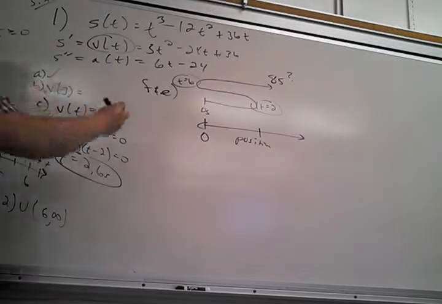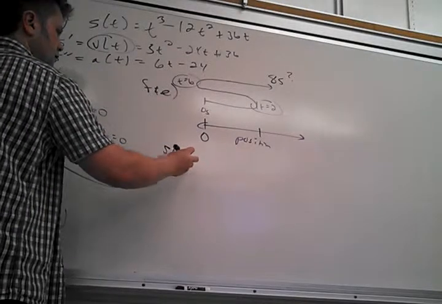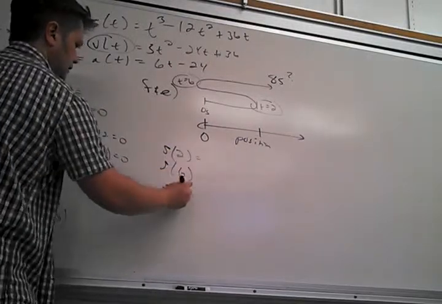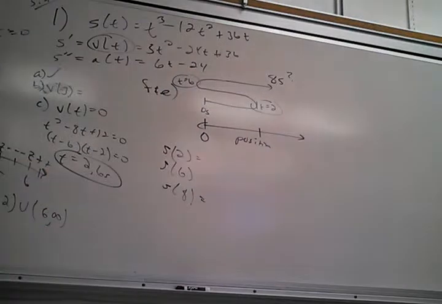So you guys have to help me out there. What's S of 2? 32. S of 6? 0? Yeah, because it's factors. And S of 8, I think, is 32 again. That's easy enough, right? Let's just plug in points.